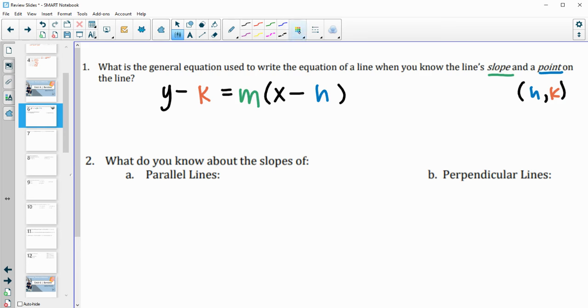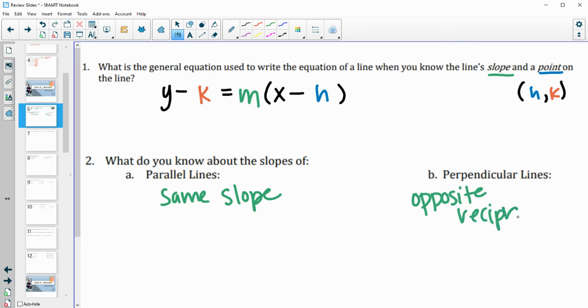So what do you know about the slopes of the lines if they are parallel? And that would be that they are the same slope. And for perpendicular lines, they're going to be opposite reciprocal slopes. So that means opposite sign, plus or minus, and then the flip of the fraction.